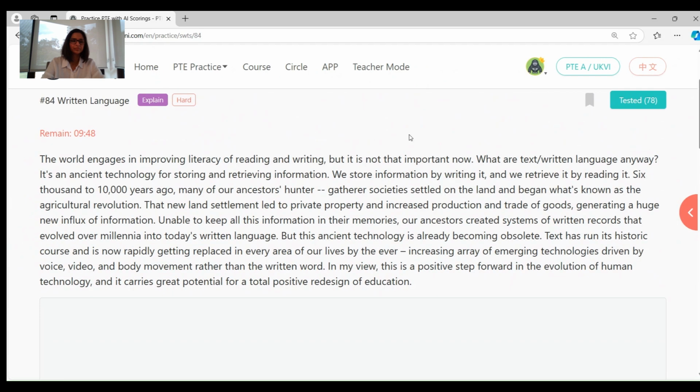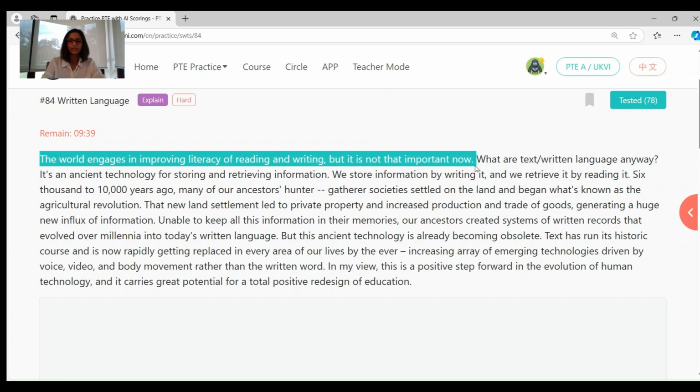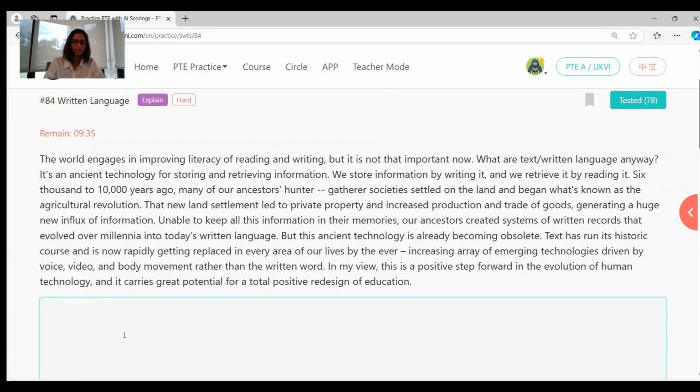Okay, so we've started our timer. You can see that it's a 1 paragraph essay. So up to 300 words you're allowed to get. Let's copy and paste. Let's see what we can do. And then I'm going to do that another sentence.